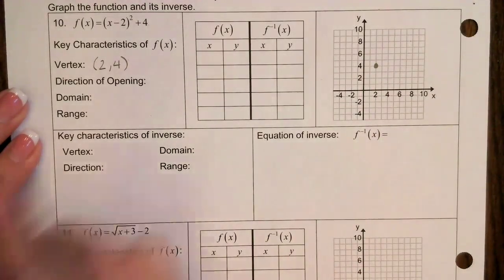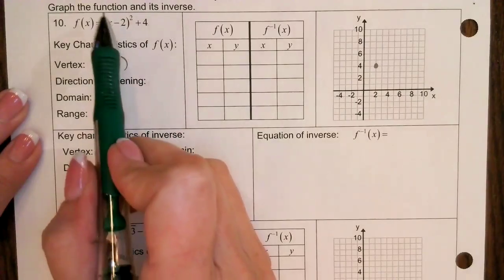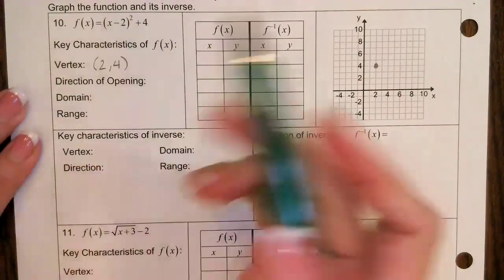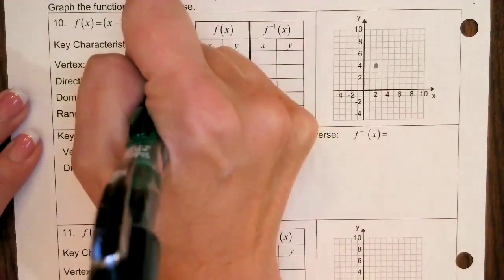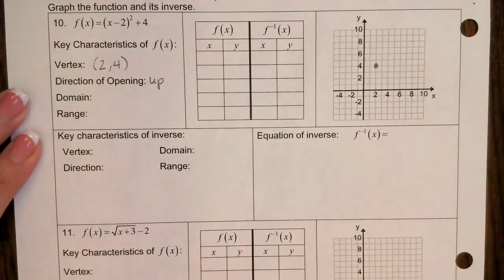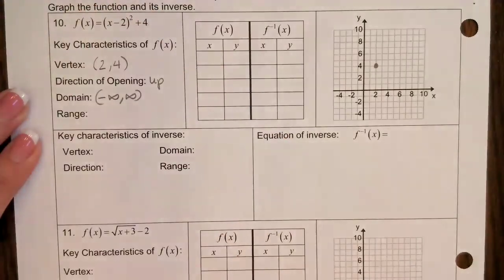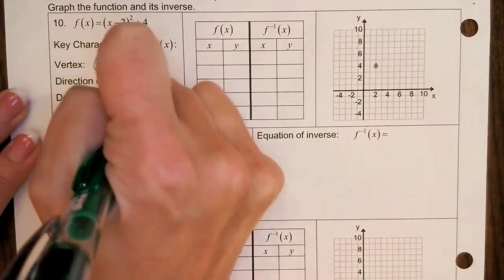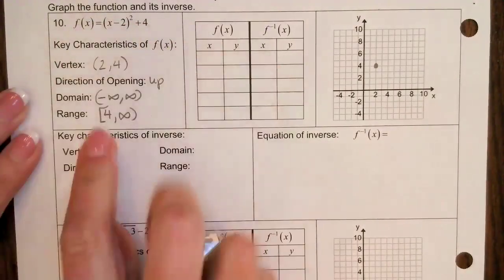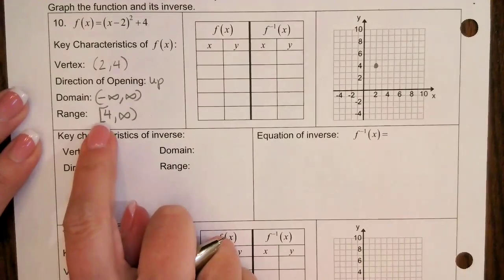And then the direction that it opens. Well, the A value here is positive. There's nothing written there, so it's 1. And so this is going to open upward. We know the domain of quadratics are all real numbers. And then the range would be from that vertex value up. And so that's 4 to infinity. Now we just said the vertex, so we know that point is included.